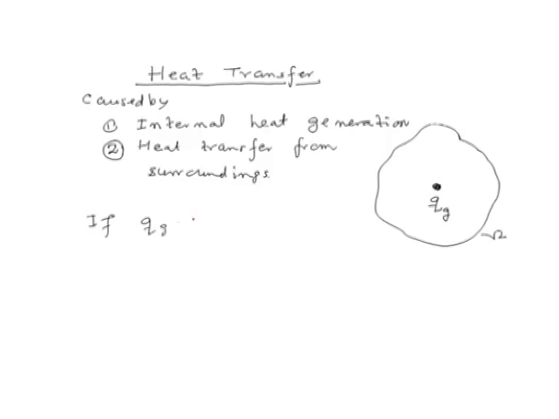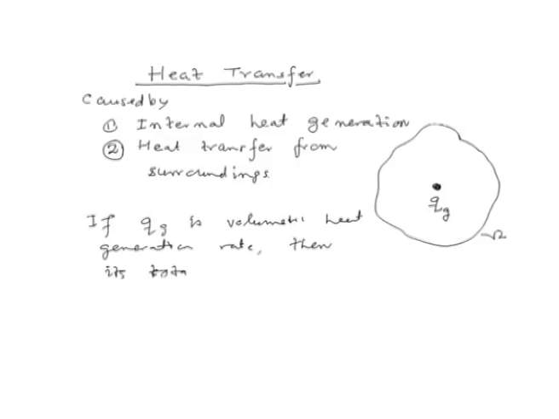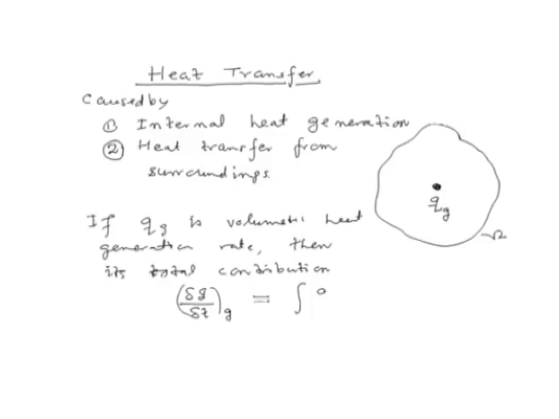So, can we find out the total amount of each of these terms? So, if Qg is our volumetric heat generation rate, then its total contribution we can express in terms of a volume integral. So, let us use a symbol delta Q by delta T, the subscript G, which denotes internal heat generation. So, this is integral of Qg over our volume.